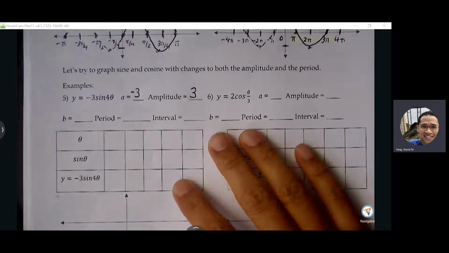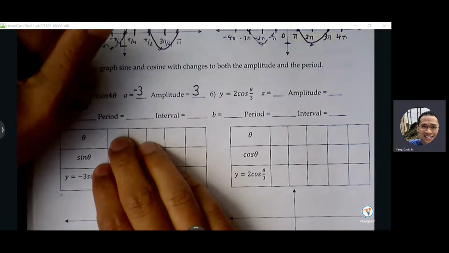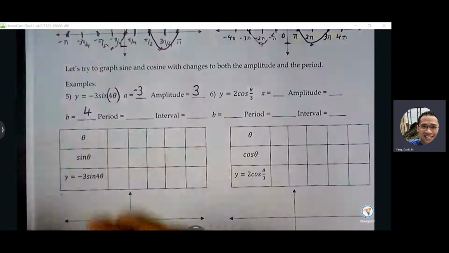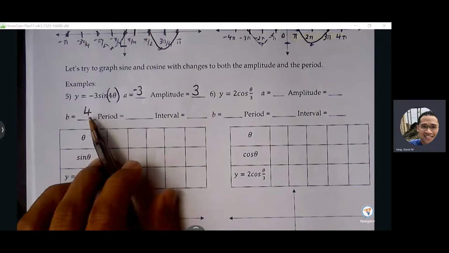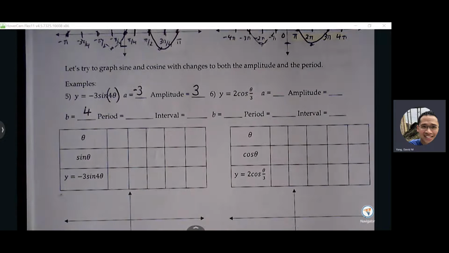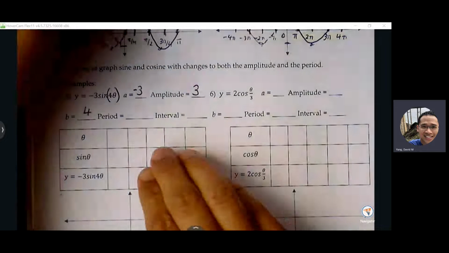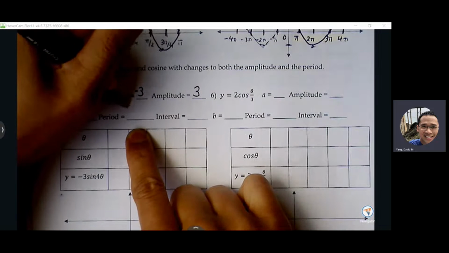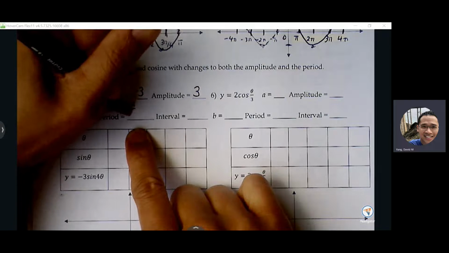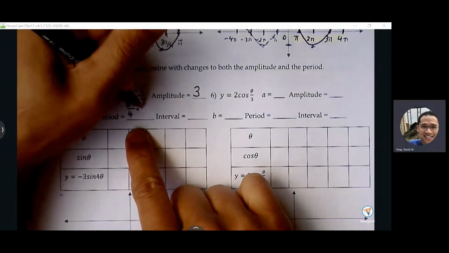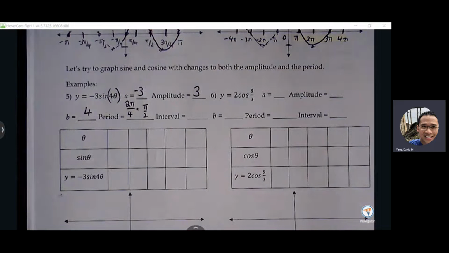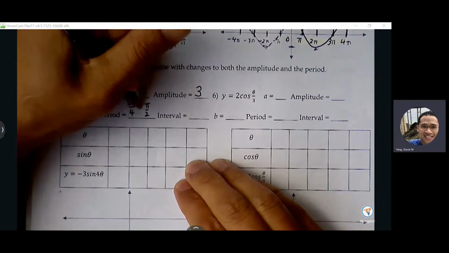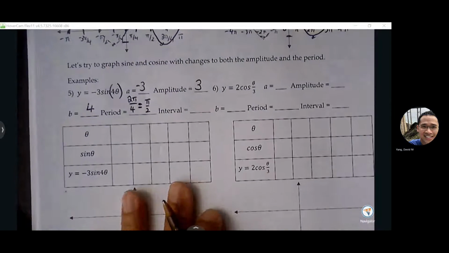All right, what's our b value? 4. Good. It's inside the trig function, but it's the coefficient of that theta. So we know there's a change to our b value, which means it's going to force the period to change as well. So what's the formula for period? 2 pi divided by b. So what's our new period? Pi over 2, or 1/2 pi. So it's going to race through its cycle in a quarter of the time.